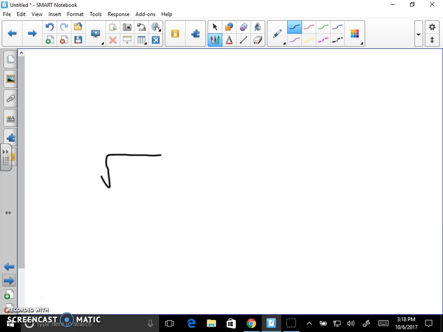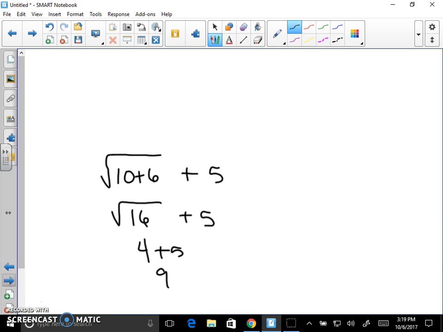Don't forget, you may have some problems like this. Square root of 10 plus 6, plus 5. So you've got to add underneath that, 16 plus 5. Square root of 16 is 4, plus 5, and that's 9. So don't forget those either. All right, go on to the next one.